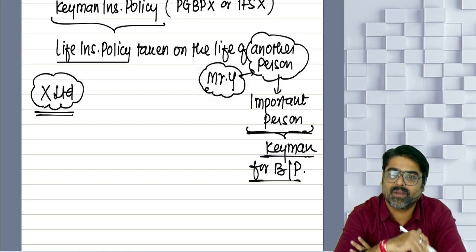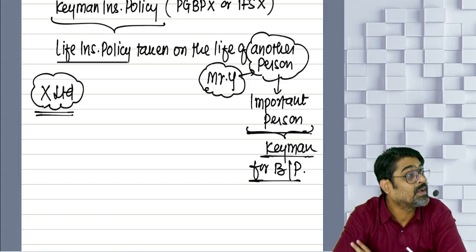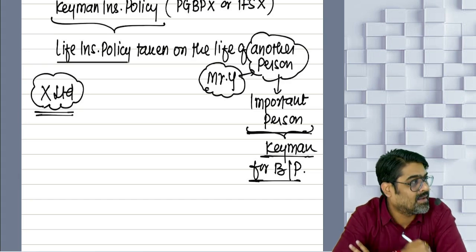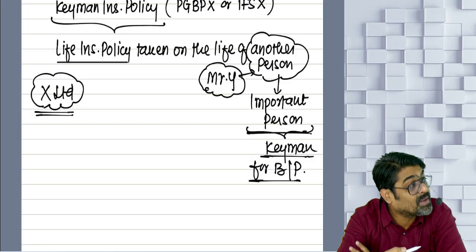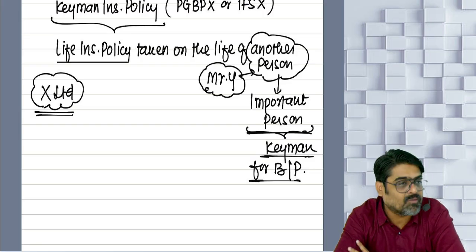So instead of giving you salary, this profit was given. Profit in lieu of salary. If the amount is received by the Keyman, and Keyman happens to be my employee. What if Keyman was my agent? Can I still assign the policy on his name?